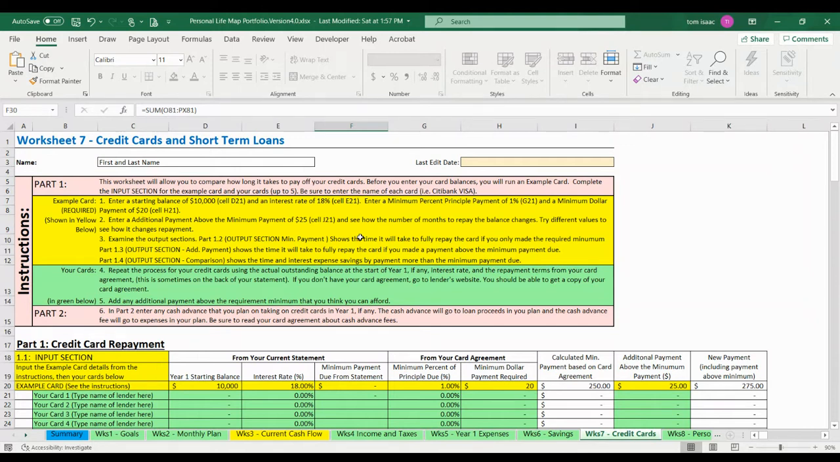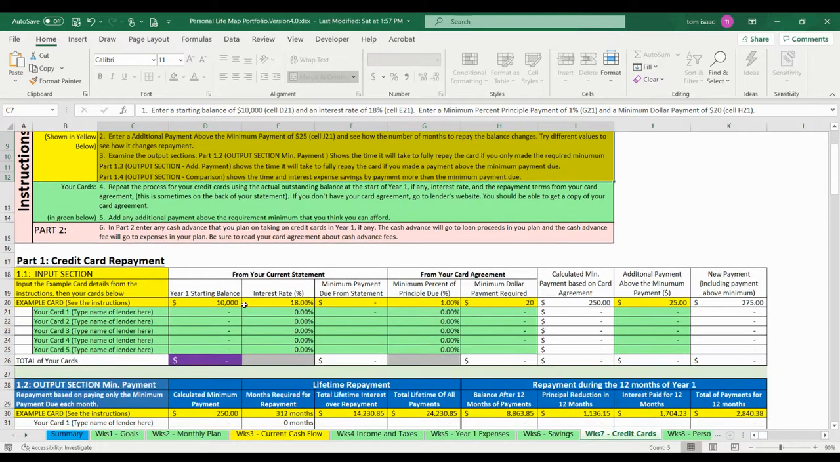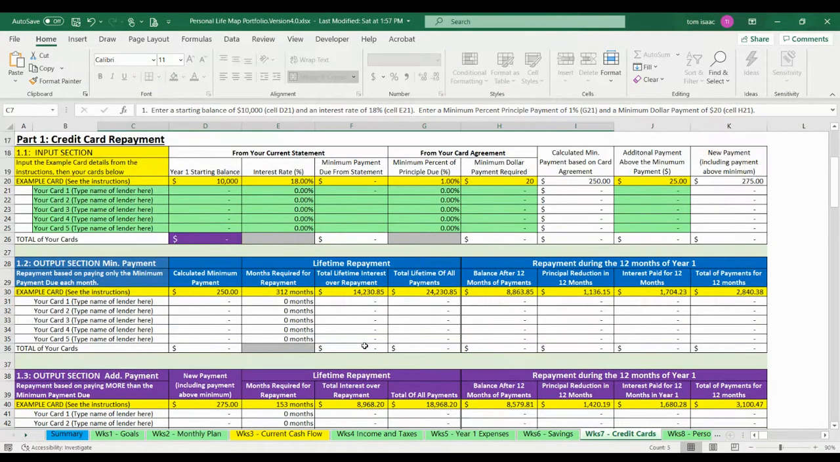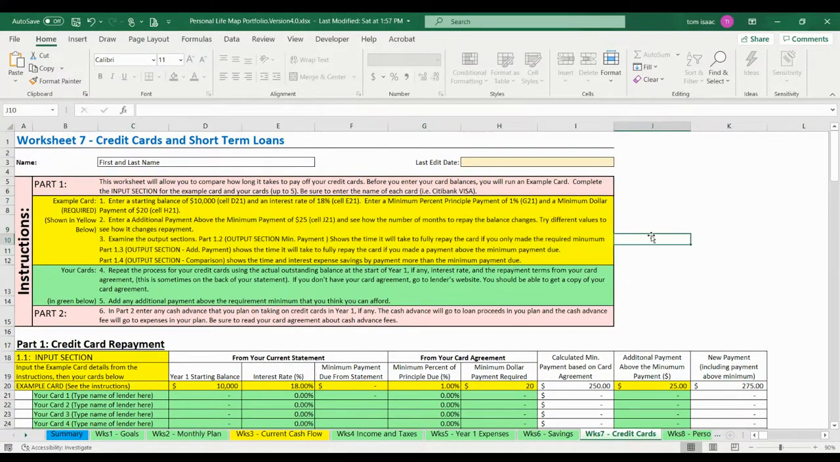Now, in this worksheet, you are required to complete the example card based upon the values that are shown here in the instructions. You're going to complete those in the yellow line, and you're going to be able to see the differences which I've just outlined here. The example card does not make any difference to your summary worksheet. This does not get included in your financial plan.